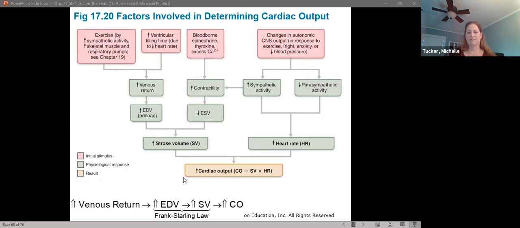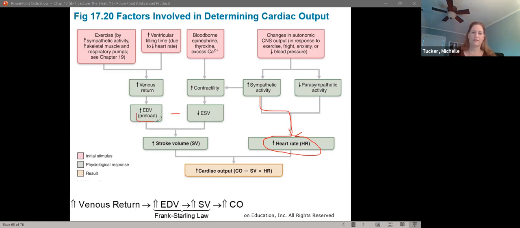So if we're going to exercise and increase cardiac output, you need to increase heart rate, and you need to increase stroke volume. Heart rate is under sympathetic activity. This is looking at the nervous conduction of the heart rate. So those sympathetic nerve fibers are going to run through those trunk ganglia and affect heart rate. Then we have stroke volume, which is end diastolic volume minus end systolic volume. If you want to increase stroke volume, you can either increase end diastolic volume or decrease end systolic volume.